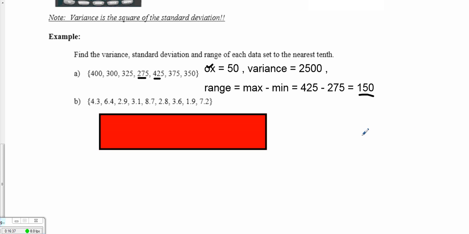So again, you can find these values, the max, the min, and the standard deviation right on your calculator. Try it again. Put these values into your calculator. Have your calculator find the standard deviation for you. Square it to find the variance. Use the information again to find the max and the min. Subtract those to find your range. Do that with these values: 4.3, 6.4, 2.9, 3.1, 8.7, 2.8, 3.6, 1.9, and 7.2.